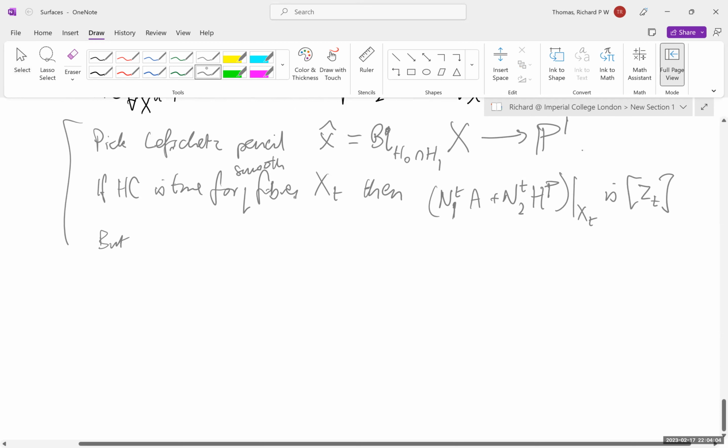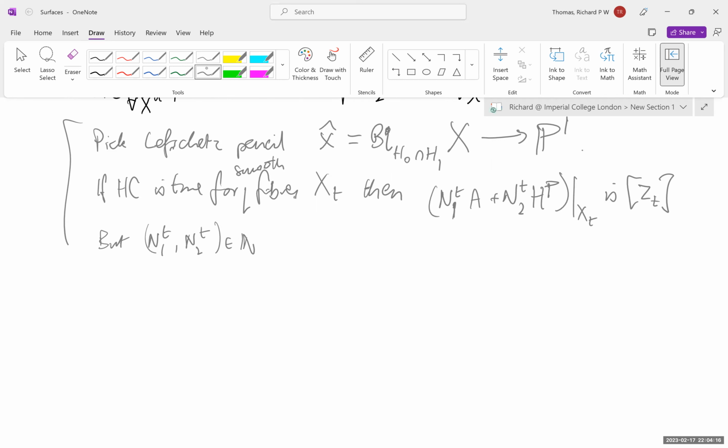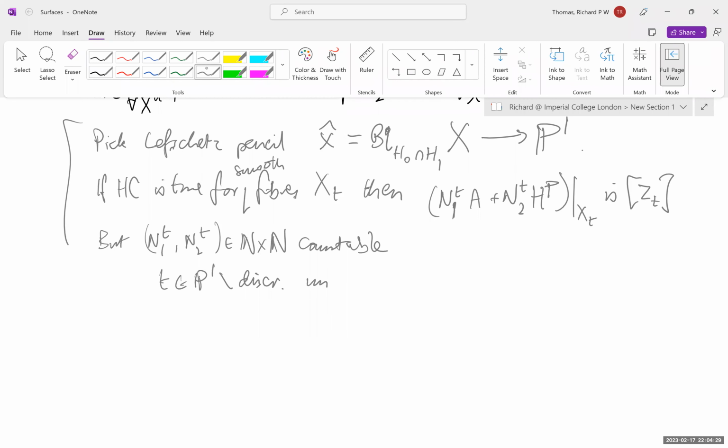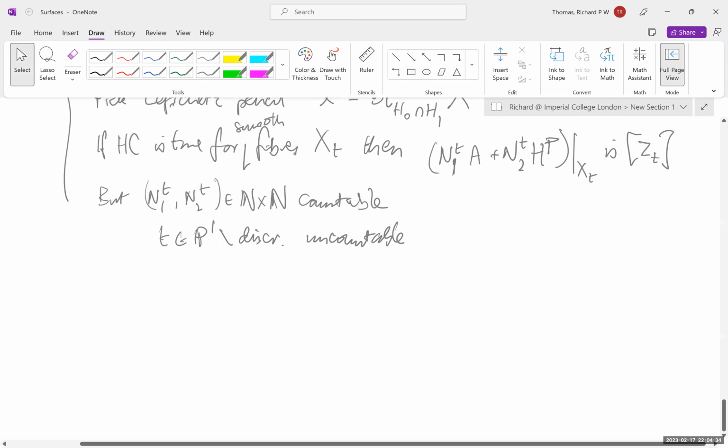But now I've got to let t vary and stitch these Z_t's together. How am I going to do that? Well, the first thing, I've got this worry that this n_1(t) keeps changing with t. But that's easily fixed. These n_1(t) and n_2(t)'s are countable, whereas the t, which lies in P^1 minus the discriminant locus, is uncountable. So then it's obvious that there exists some n_1 and n_2 which work for infinitely many t's.